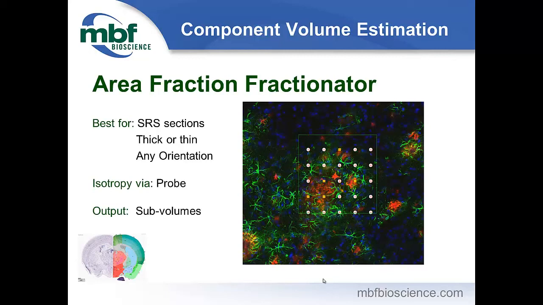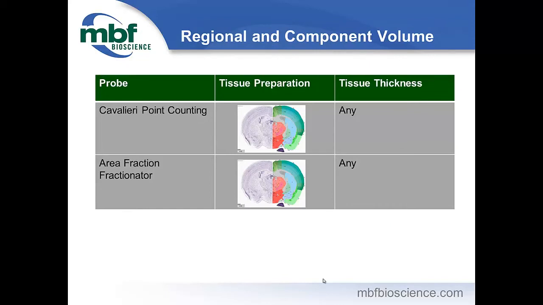So like the Cavalieri point counting, we're going to use SRS sections that can be cut either thick or thin because we're going to be operating on a single plane, actually. We're putting these points down on a thin image, so we don't need thick sections to do this. Yep, and they can be in any orientation. So the isotropy, again, is achieved via the probe, and your output is going to be a subvolume. So the amount of cortex occupied by plaques is a way of representing the data that you will obtain using this type of probe.